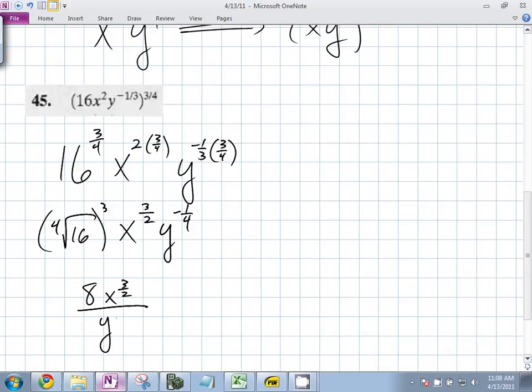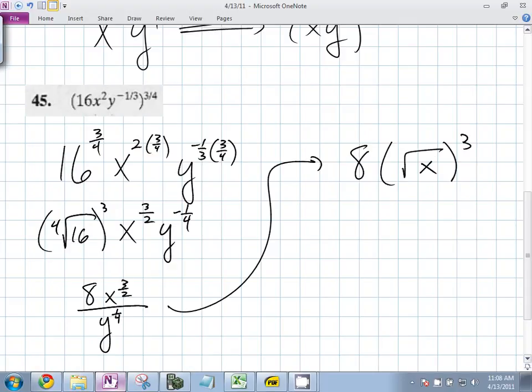Y to the 1/4. So y to the 1/4. Now, just let me finish this real quick. That would be totally acceptable as an answer. I don't really like fractional exponents in the denominator, but if you just had to write it in powers, that's fine. You could rewrite it like this: 8 times the square root of x to the 3rd over what? Over what? 4th root of y. That's another way to write it. Either one is okay. This is fine, though.